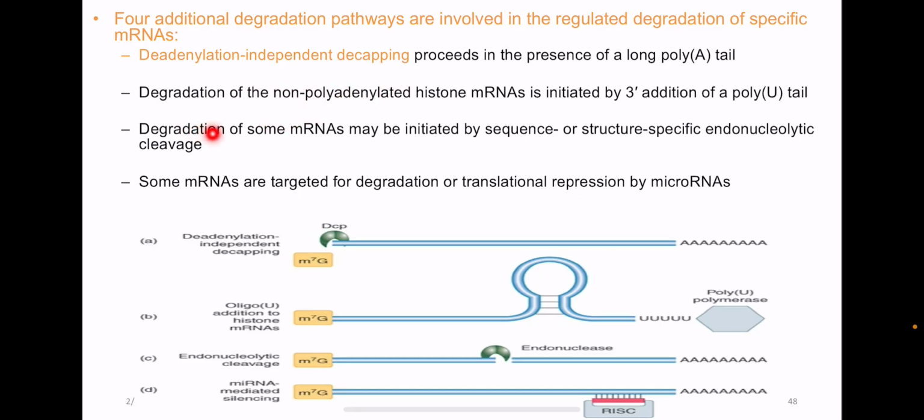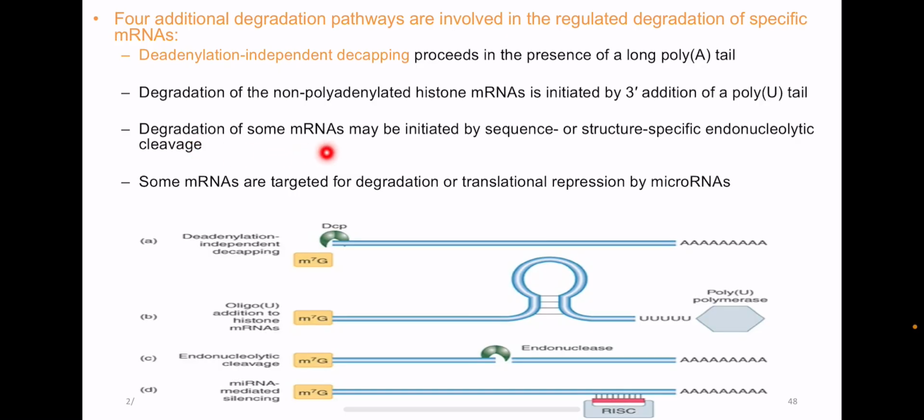There's another pathway called degradation of non-polyadenylated histone mRNAs. There are some eukaryotic mRNAs that do not have poly A tails, so obviously there should be another way of degrading these mRNAs. In those histone mRNAs that lack the poly A tail, we add our own polynucleotide, in this case poly-U, using poly-U polymerase. We add poly-U, and that will facilitate the degradation.